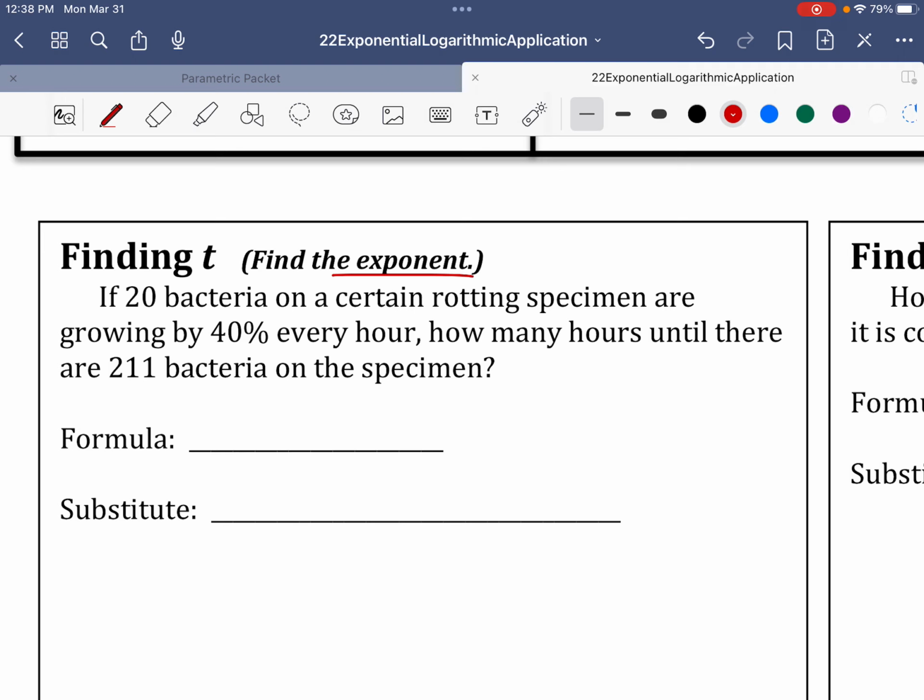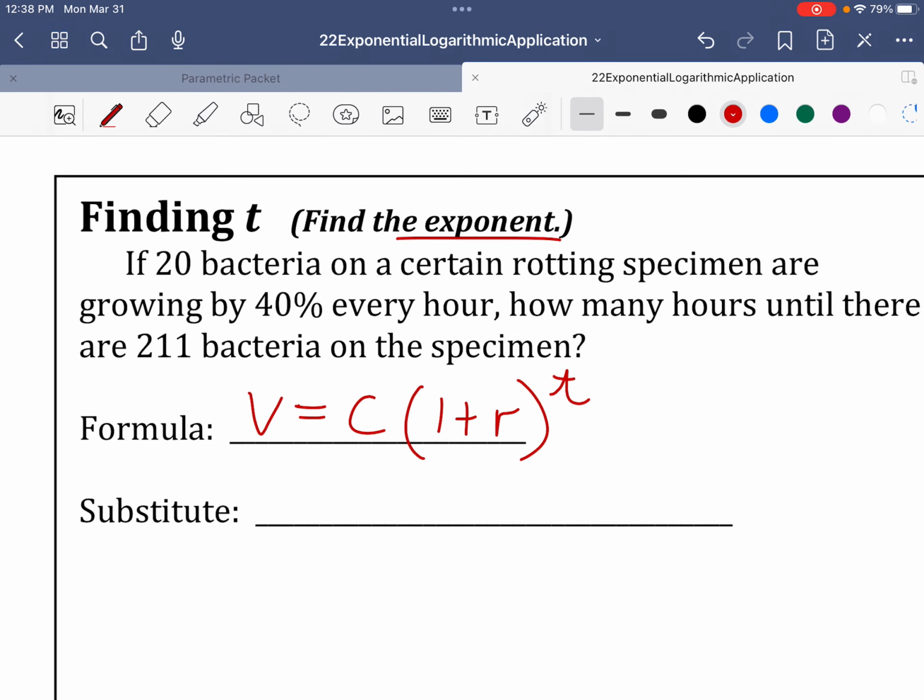20 bacteria on a certain rotting specimen, oh, that sounds lovely, are growing by 40% every hour. There it is, it's a percent change. Because this is a percent change, and it's not dealing with any type of specific money, we can basically say that we're going to be using the exponential model. Now, since you're growing by 40%, we're going to have a plus sign here. And what we can do is start to fill in so that we can figure out how long it takes until there's 211 bacteria.